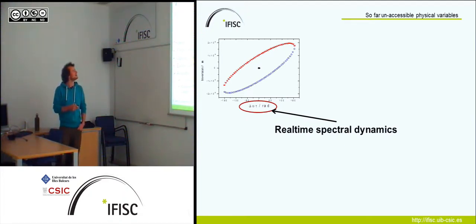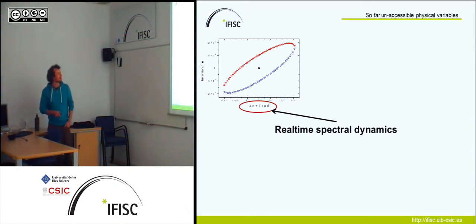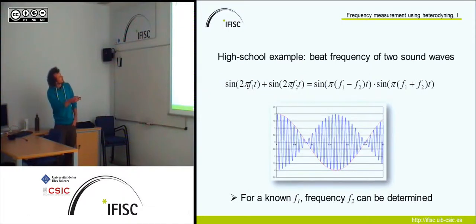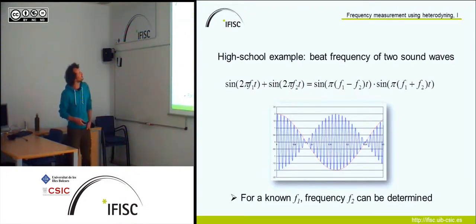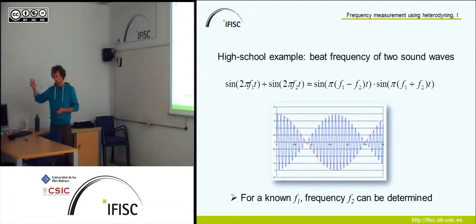Okay, so basically now the next section is about the real-time spectral dynamics, which are basically dynamics along the x-axis in this presentation here. Okay, just a very simple high school example is something which you call beat frequency. If you have two sound waves and you overlap them, then you basically get a slow varying envelope, and you get fast oscillations inside of this envelope.